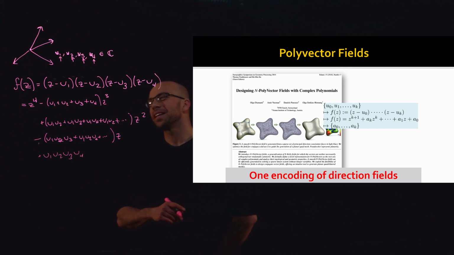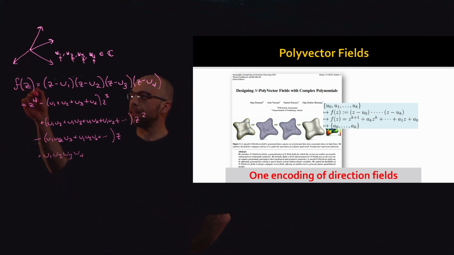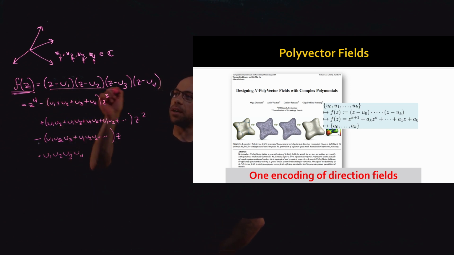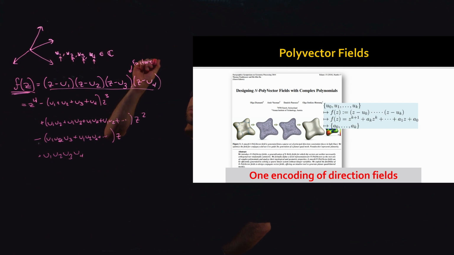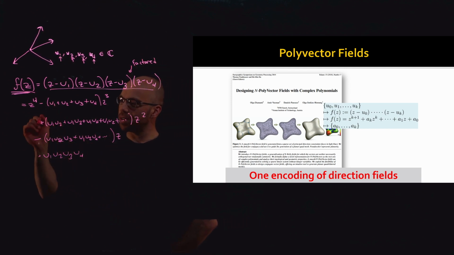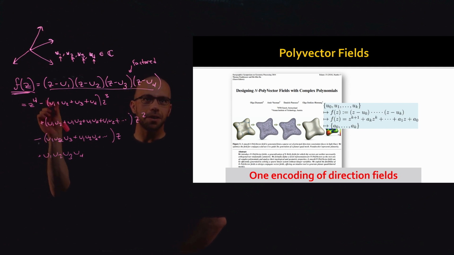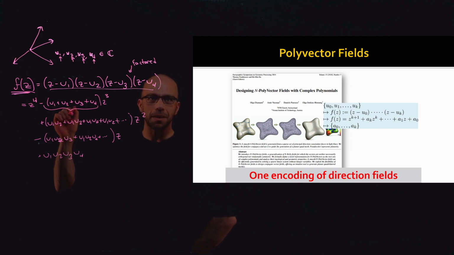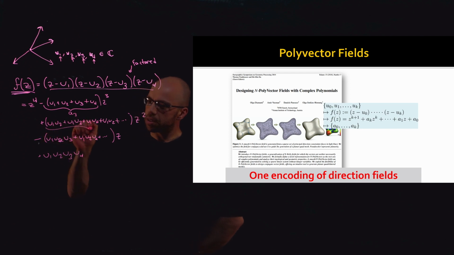What matters is the fact that I'm going to take this polynomial function f of z, and I can write it in 2 different ways. This way is the factored form, but I can also take the polynomial and just expand it out. Essentially, I'm going to think of these as coefficients. So I'm just going to call this A3 maybe, call this A2 and so on.